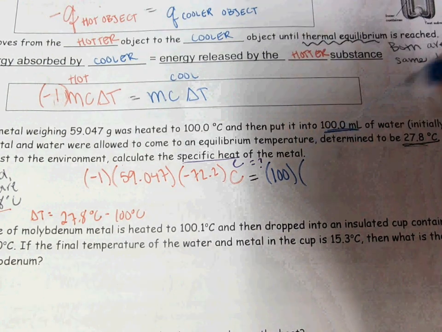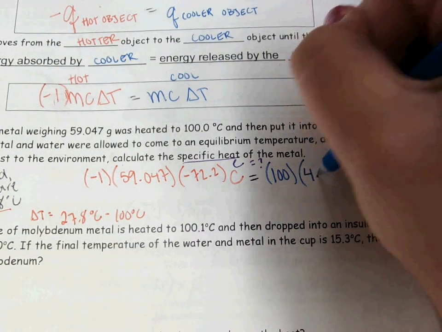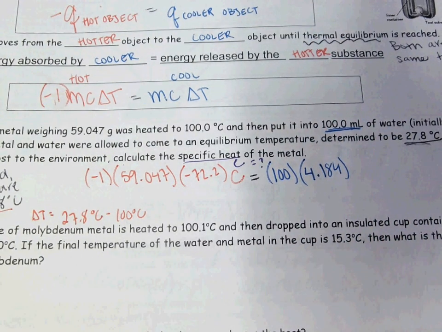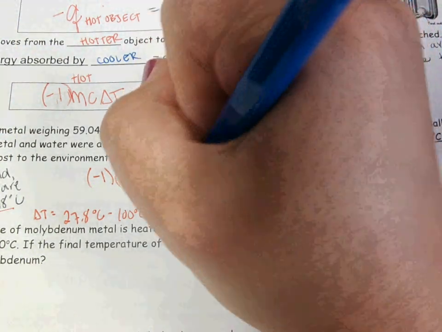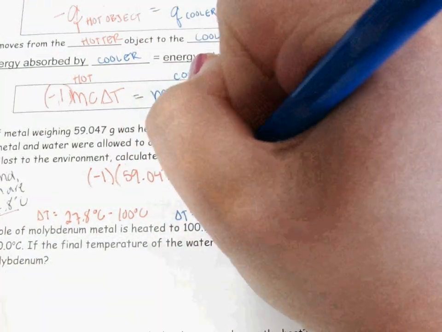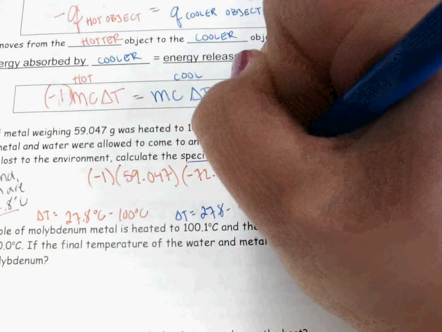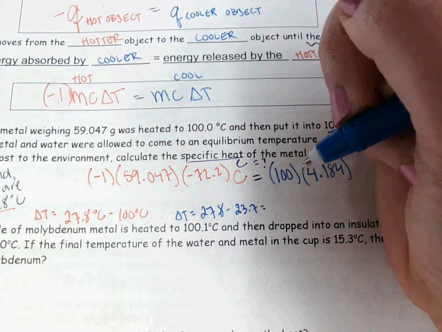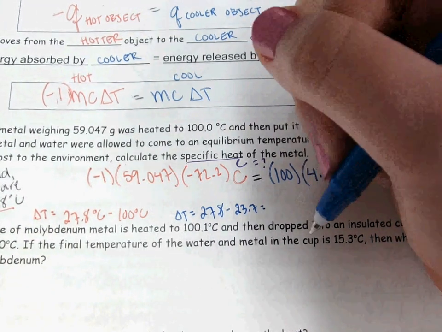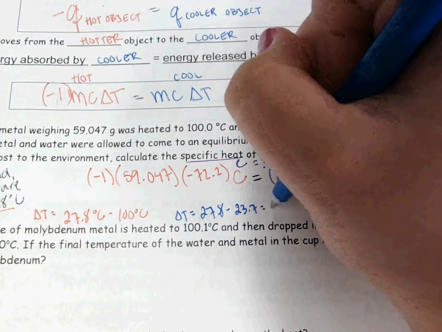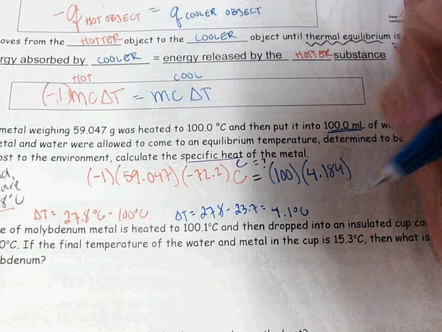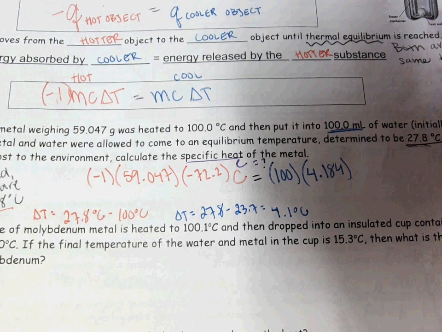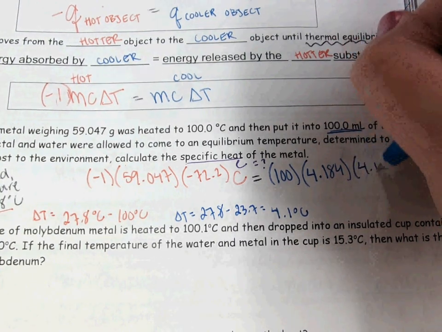Times my C value, which is the specific heat of water. On the other page, it tells me that's 4.184 for liquid water. And then my delta T value. So delta T for water is going to be 27.8. That's my final temperature minus my initial temperature of 23.7. If you can't do it in your head, plug it into your calculator. So 4.1 degrees Celsius. And it's positive because it's absorbing that energy. So 4.1 here.